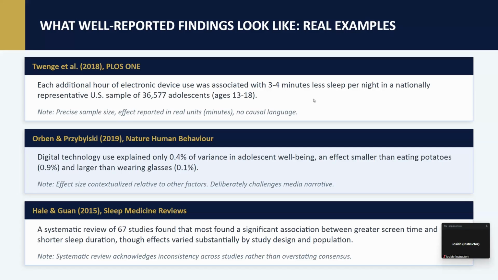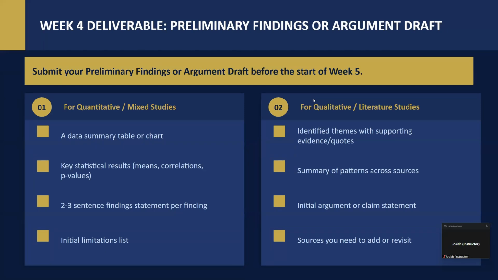So this is what you should be focusing on for week 4. If you're going for a quantitative or mixed-methods type of approach, you should have a data summary table or a chart that you show your mentors to show that you're working. You should have key statistical values such as means, correlation, p-values, all the things that Josiah was talking about. Then you should have 2 to 3 sentences explaining what you have concluded after finding your data, and also a list of limitations that affect your data.